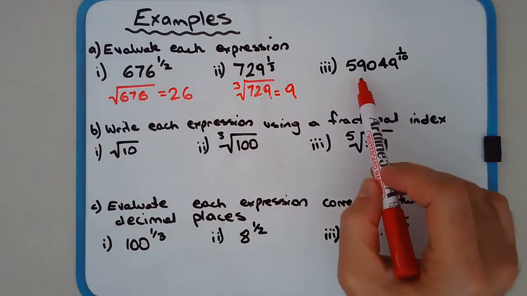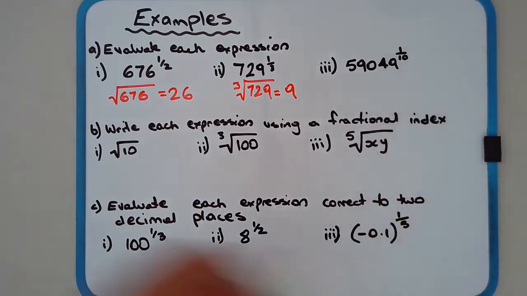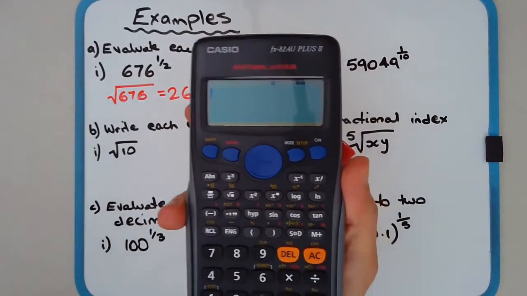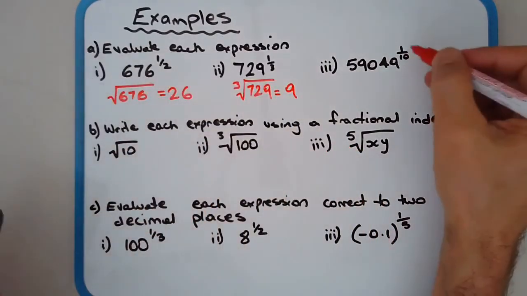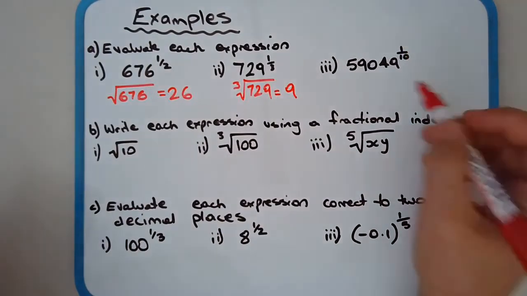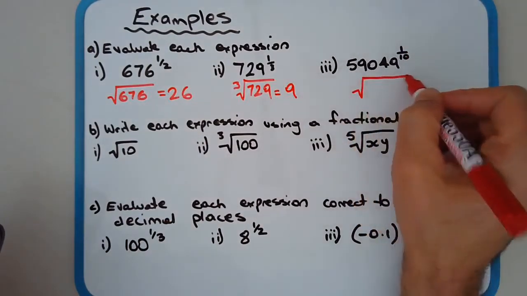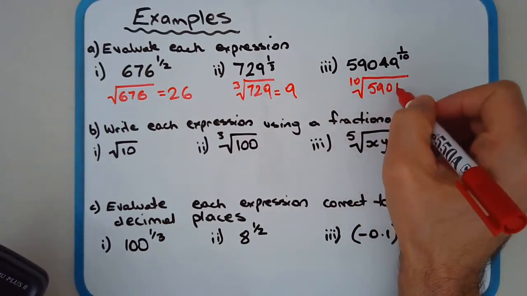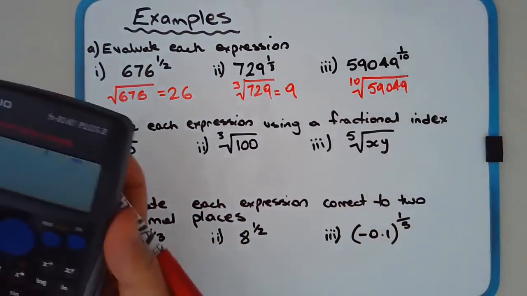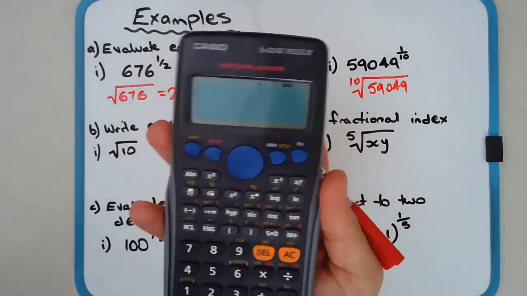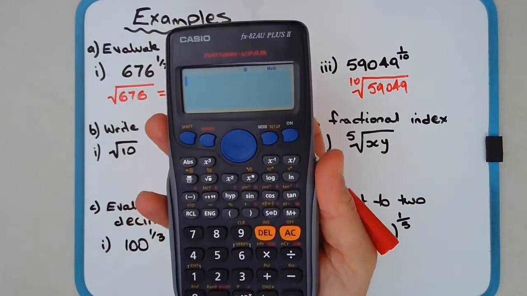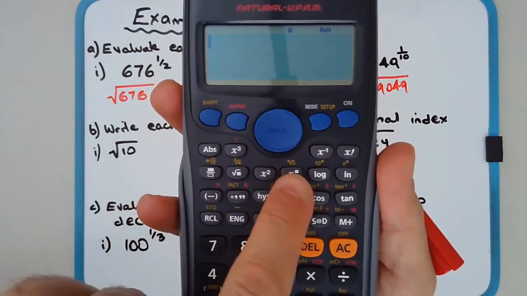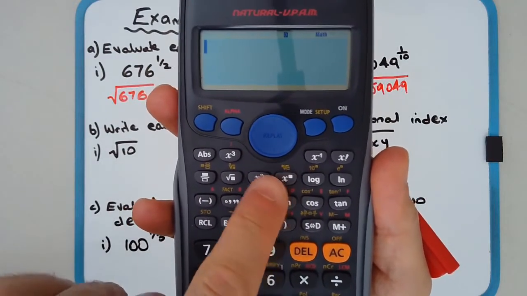What about this one? 59,049 to the power of 1 on 10. Now this is where we enter the 10th root. We could just type in this power directly, 1 on 10. But this is really the same as the 10th root of 59,049. So let's do it this way, just so we can learn that there is a function on a calculator called the nth root function. It's just above the power key. You can see it looks like a square root with a little box.